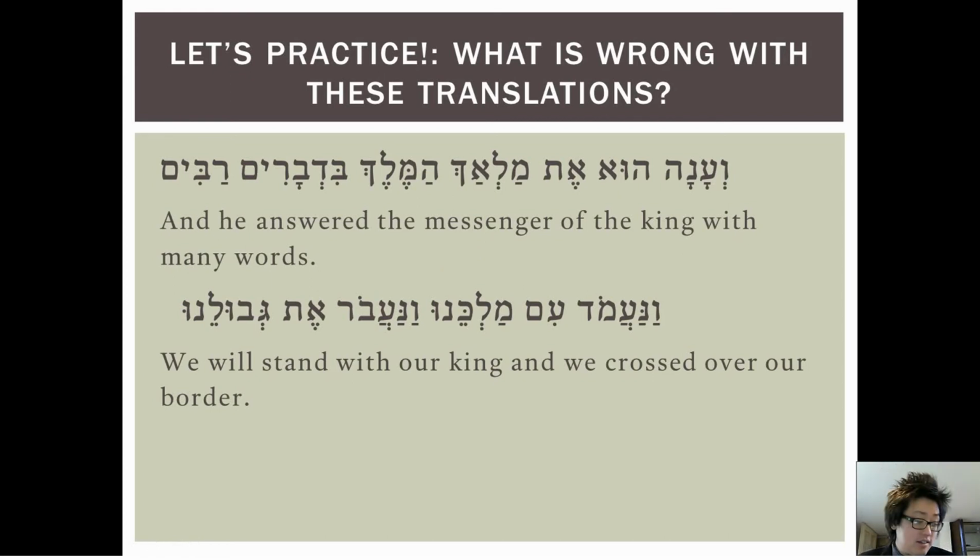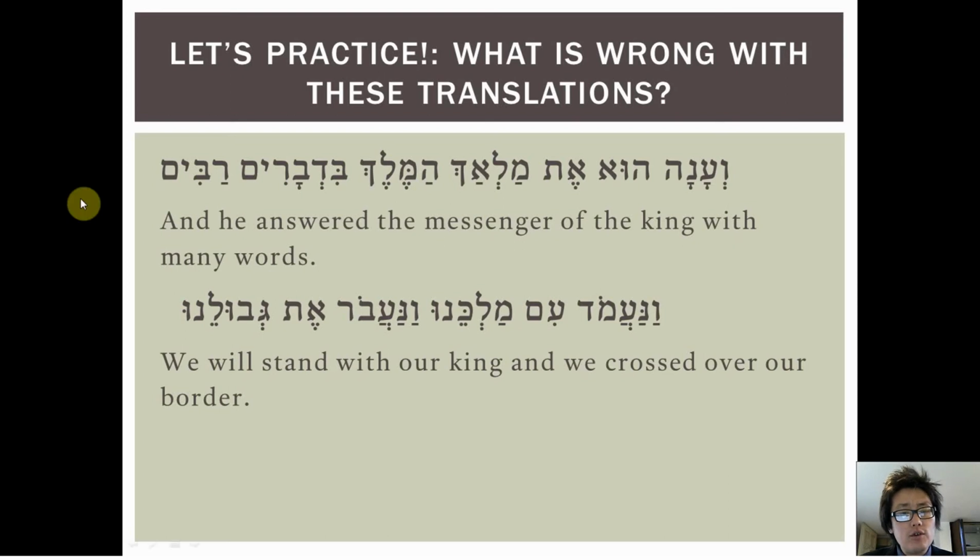Can you pick out what it is? I'll give you a second just to look through it. Well, given the topic of today's lesson, you would rightly look to the verb. There's only one in this sentence, ve'ana. And how did I translate that? What is the incorrect translation? And he answered. Why is that wrong? Well, because this translation doesn't reflect the effects of the reversing vav. So what it should say is, and he will answer the messenger of the king with many words.